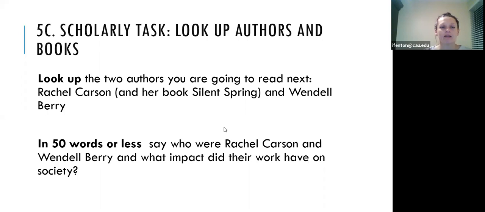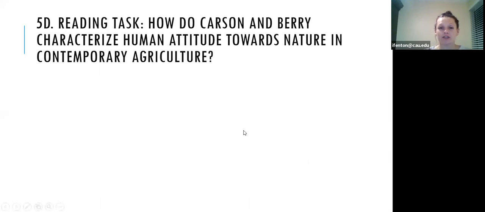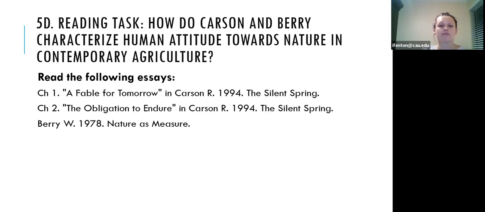Okay, so now moving on to the real task for the authors, and that is a reading task. You're going to apply some of the things that we just learned to look for the way that these authors characterize human attitude towards nature in industrial contemporary agriculture. So I'd like you to read the following 3 essays.